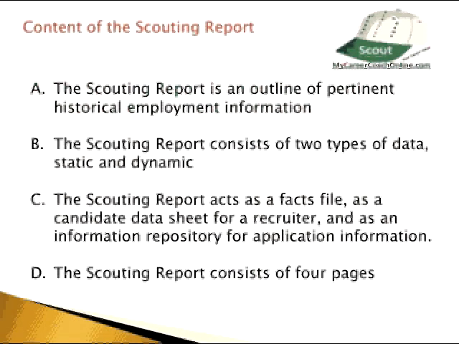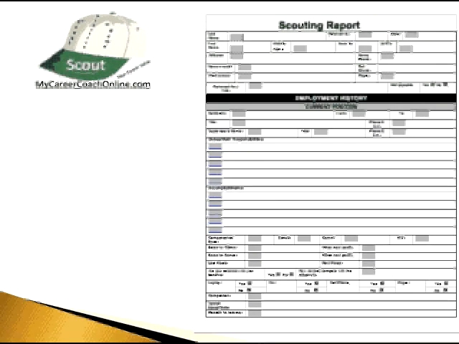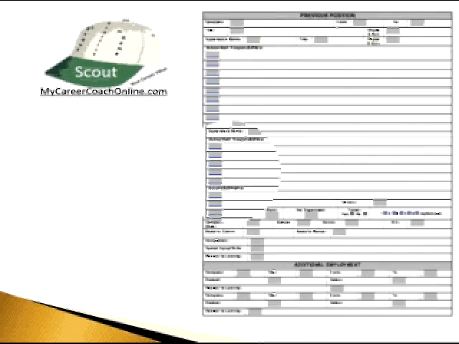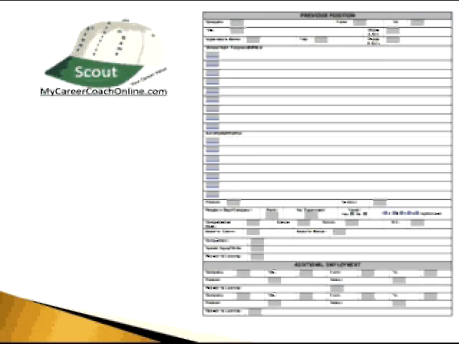The scouting report is an outline of pertinent historical employment information. It consists of 2 types of data, static data and dynamic. An example of static data would be your present employer. While they may not remain your present employer, they will always remain a company for whom you were employed. Static data is data that never changes. Dynamic data, on the other hand, is changeable data such as your address, your phone numbers, your positions within a company, and things of this nature.